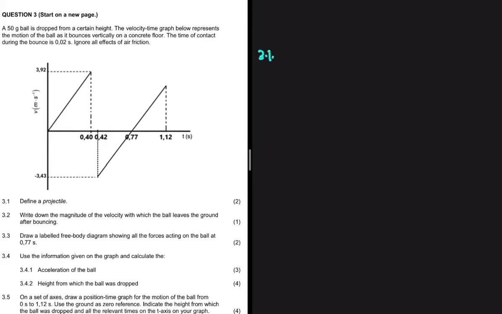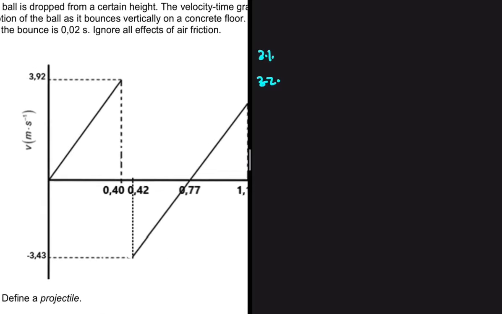3.1. Let's look at our question statement and try answering 3.2. So a 50 grams ball is dropped from a certain height. The velocity time graph below represents the motion of the ball as it bounces vertically on a concrete floor. The time of contact during the bounce is 0.02 seconds. Ignore all effects of friction. And then 3.2, the question says to write down the magnitude of the velocity with which the ball leaves the ground after bouncing. So let's look at our graph.